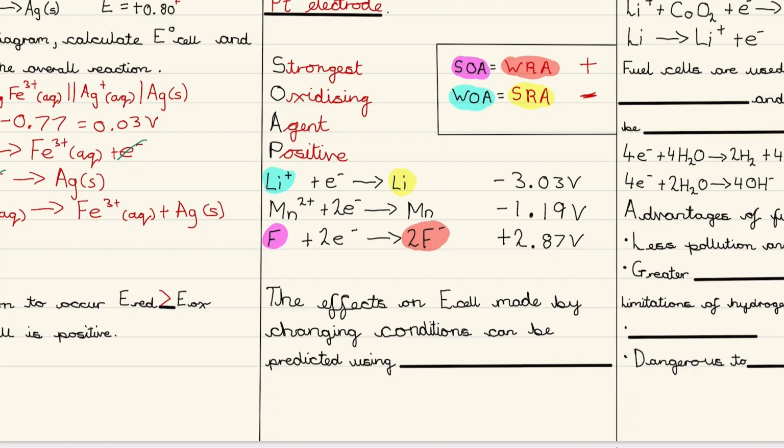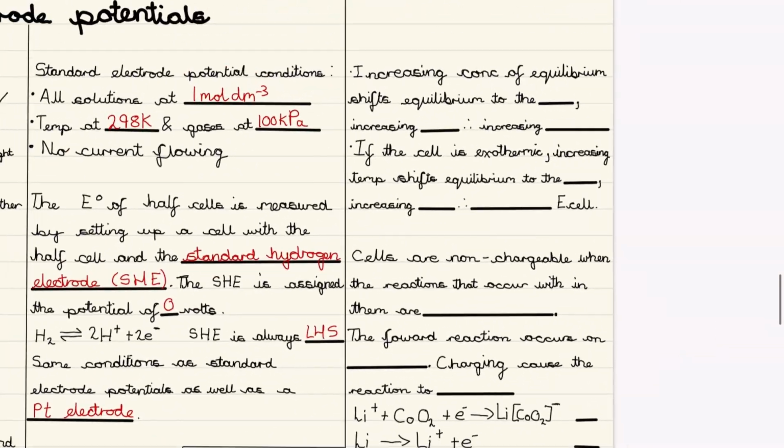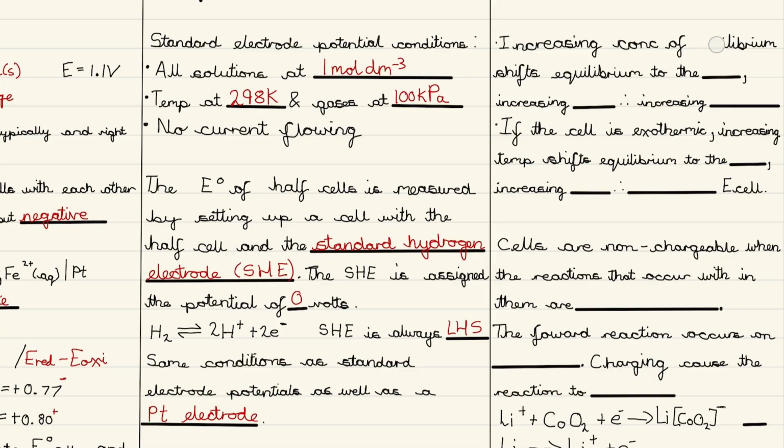The effects on E cell made by changing conditions can be predicted using Le Chatelier's principle. Sorry, I think this is meant to say the concentration of reactants. So increasing the concentration of reactants shifts the equilibrium to the right hand side, increasing the electrode potential of the right hand side, which increases the E cell. And then if the cell is exothermic, increasing the temperature shifts equilibrium to the left hand side, and this increases the E left hand side, which as a result decreases the E cell.